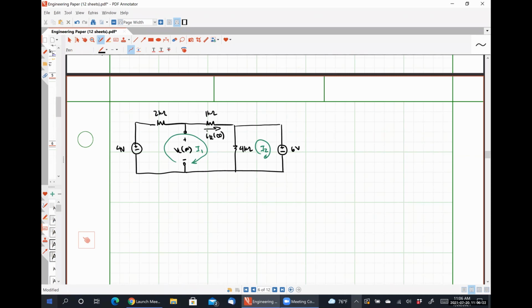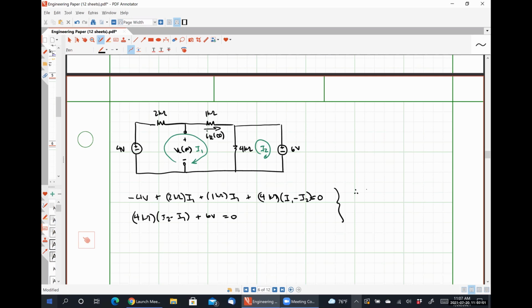So for my KVL equation for mesh 1, I'm going to have negative 4 volts plus 2 kilo ohms I1 plus 1 kilo ohm I1 plus 4 kilo ohms times (I1 minus I2) is equal to 0. And for my second mesh equation, I'm going to have 4 kilo ohms times (I2 minus I1) plus 6 volts is equal to 0.